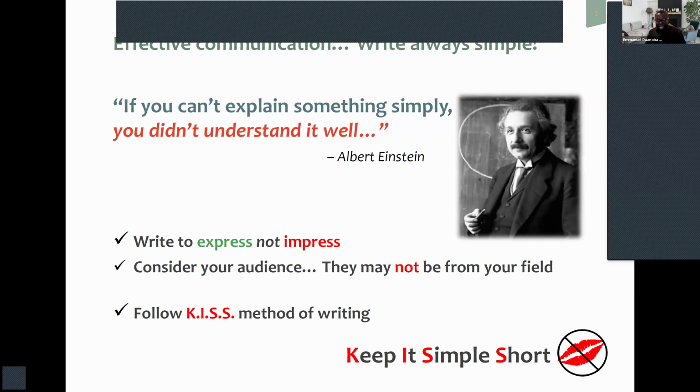So I always tell anybody I give this kind of lecture or workshop to follow the KISS method of writing. KISS. What does it mean? Keep it simple and short. So your writing should be simple and short. It should be understood by everyone. So take note of this. Whatever writing you are going to do, keep it simple and short.